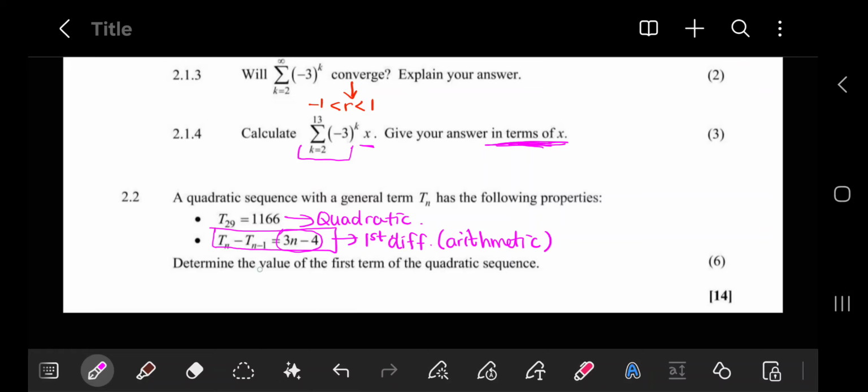But the question itself says determine the value of the first term of the quadratic sequence. So here is the aim. The aim is to get Tn is equal to an squared plus bn plus c, meaning that we are trying to get the general term of this quadratic pattern. Once we have the general term, then we can answer the question and get term 1. So right now we're going to use these two pieces of information to try and get the general term and thereafter get term 1 based on that.